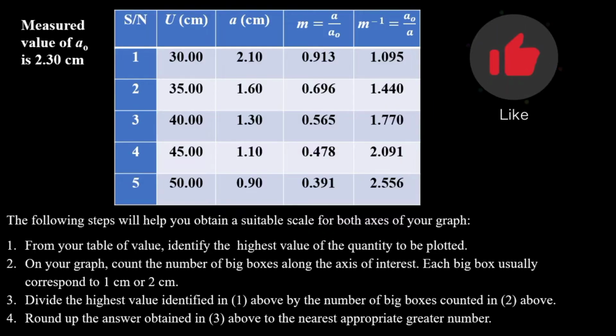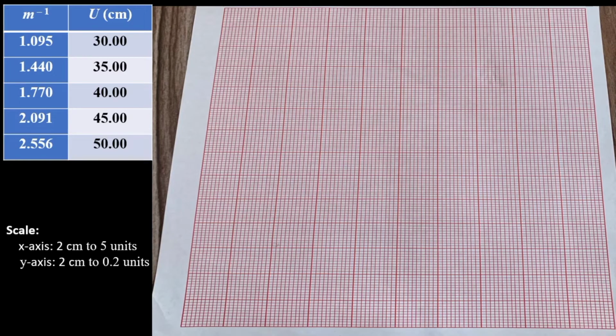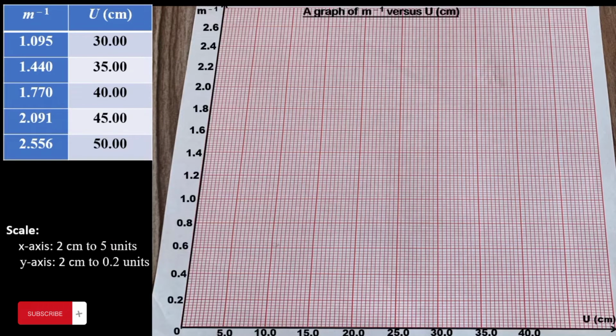Alright, now let us go ahead and apply that. Now these are the values we're going to plot. We're plotting our M inverse on the vertical axis against U on the horizontal axis, and this is the scale we have deemed to be suitable for this graph. Okay, let us go ahead and calibrate our graph.